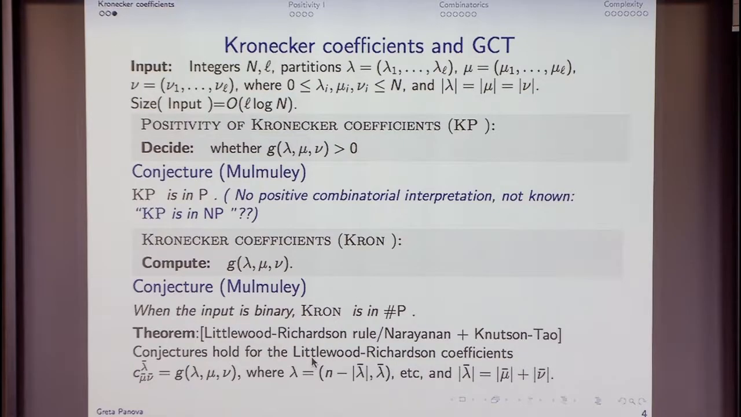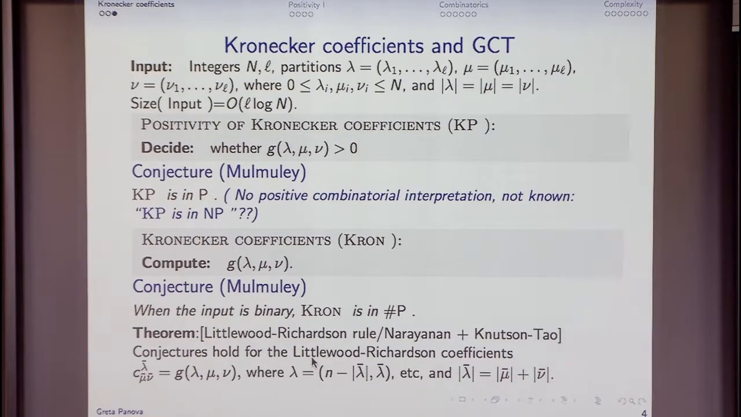So of course there could be some other reason how you can decide that, in this case the positivity of the Kronecker coefficients. But a combinatorial interpretation possibly would resolve the NP and sharp P questions. If they are counting some kind of reasonable combinatorial objects, then probably they will be in NP and sharp P. But even that is not enough to prove that the decision problem would be polynomial.